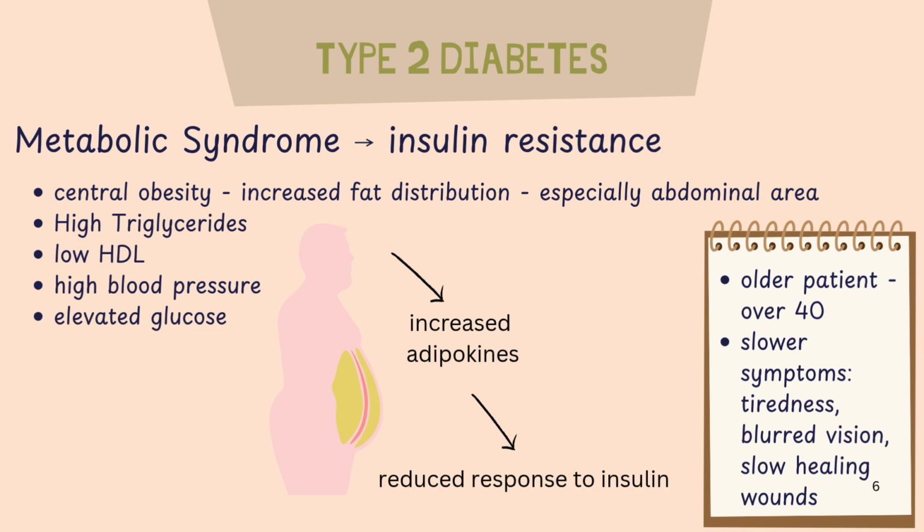Type 2 diabetes is a little different. This is where there's resistance to insulin. So the pancreas is still producing insulin, and the problem here is that the cells stop listening.